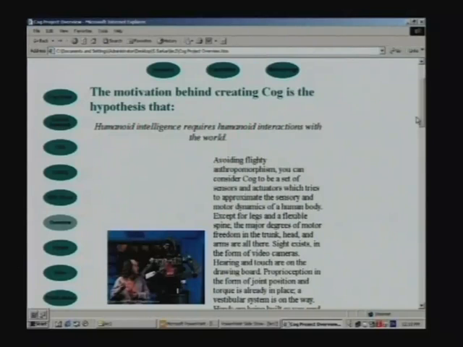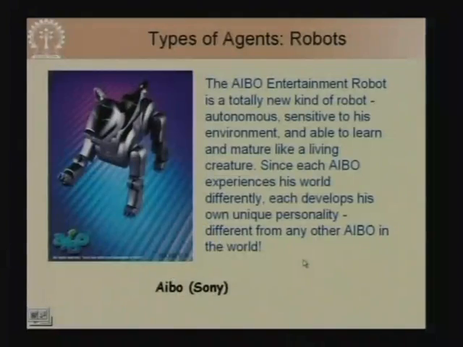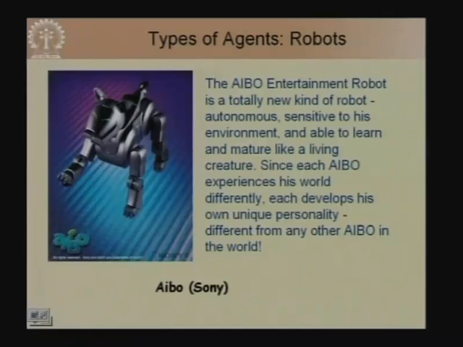So, you may like to visit the site and get more information about the COG robot. And thirdly, we have this entertainment robot. This Aibo robot is sold by Sony. They claim that it is autonomous, it is sensitive to its environment, it can learn, it has different stages of its life, and it can be personalized according to the environment in which it grows up in.